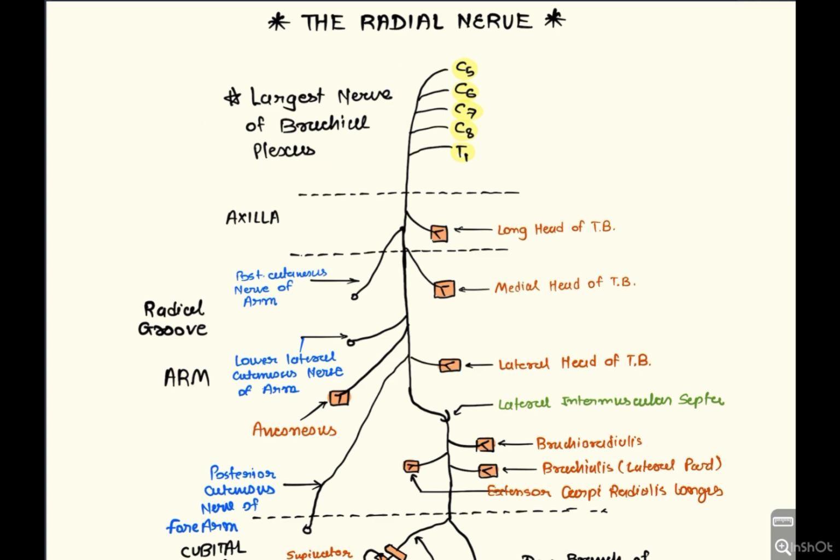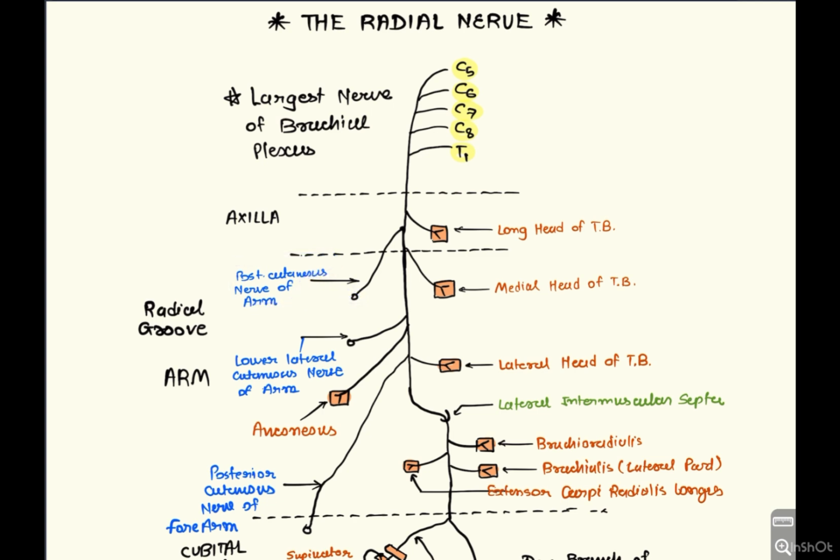It is formed in the posterior part of the third and second part of the axillary artery, and the root value is ventral primary rami of C5 to C8 and T1. After forming in the axilla, it passes through the lower triangular space and enters the back of the arm. When it passes through the lower triangular space in the axilla, it will give two muscular branches and one cutaneous branch. The two muscular branches are to the long head of triceps and to the medial head of triceps. The cutaneous branch is the posterior cutaneous nerve of arm.